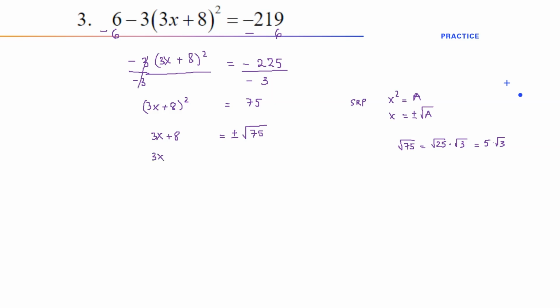So rewrite one more time. Now we want to isolate x, so we subtract a from both sides. That's 0. 3x equals minus a plus or minus 5 square root of 3. Now we divide both sides by 3. x equals minus a plus or minus 5 square root of 3, all over 3.